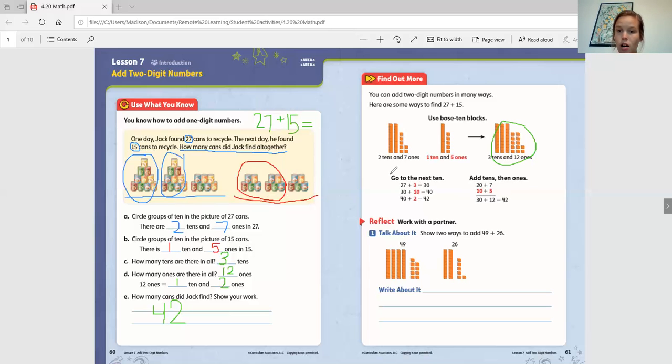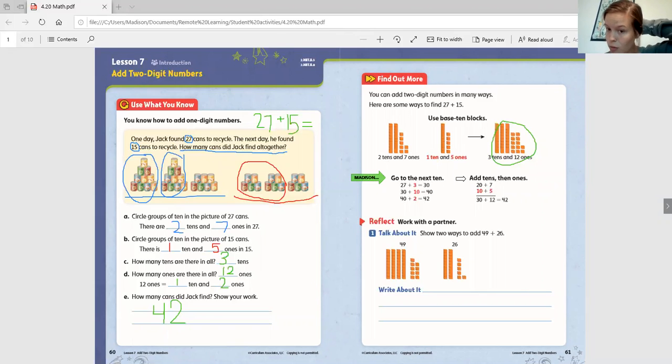Now, we can also look at it by adding to the next 10. When we've talked about this before, we've talked about using our friendly numbers. Right here, we can go to the next 10. We had 27, and we know to go to the next 10 because there's a 7 in the ones place, so we need 3. So we have 30. Now we have 30 plus 10, because when we count by tens, it's easy. So 30 plus 10 is 40. And then we have 2 left over to make our 5. So it's 40 plus 2 equals 42.